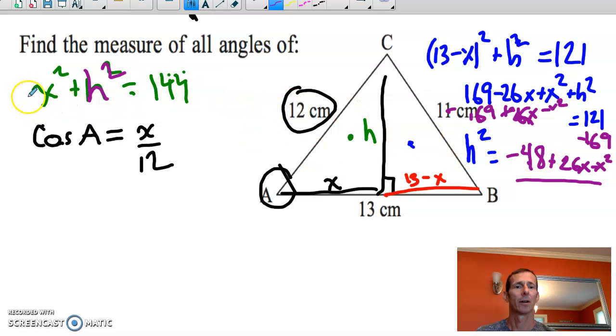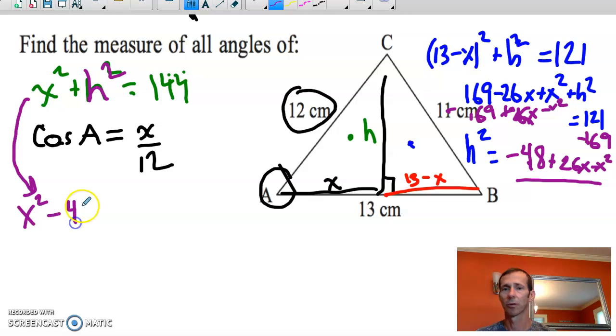So I'm going to come to the green and I'm going to come down here and make that substitution. I'm going to plug all of this purple in for h squared. So that would be minus 48 plus 26x minus x squared. That is all what h squared is, and it has to equal 144.